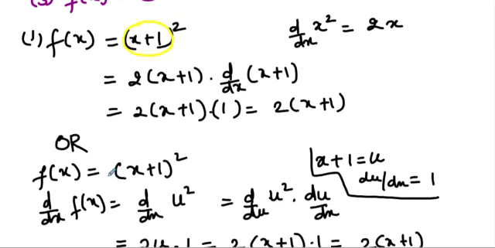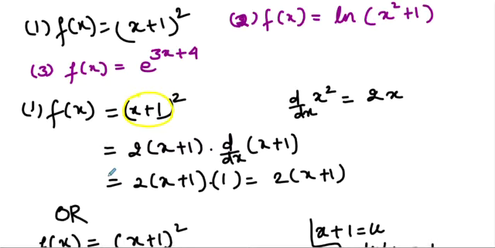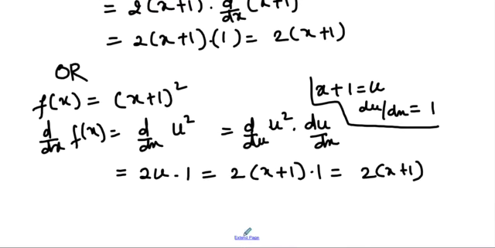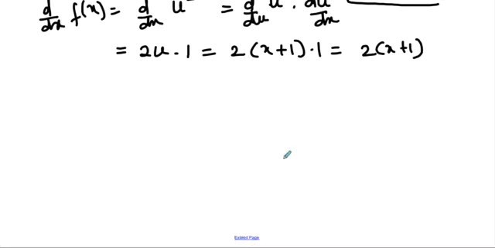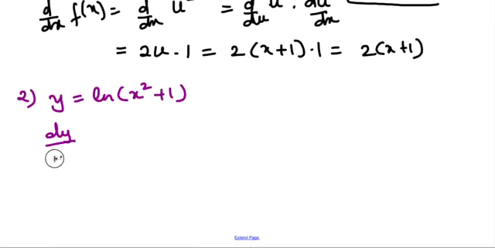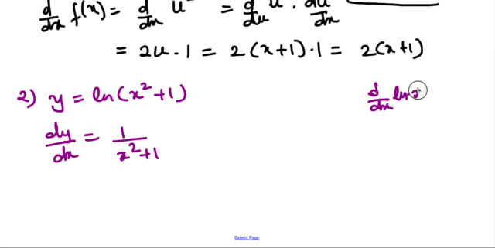Let's look at one more example. I'm going to discuss the second example now. Suppose the function is given as y equals ln of x square plus 1. So dy by dx equals, assuming everything as x, the derivative of ln x, which is 1 over x. I know that the derivative of ln x is 1 over x, so I have used that property here.